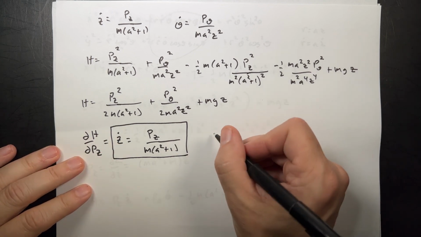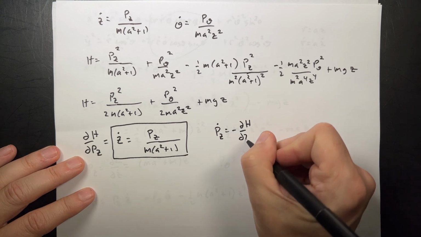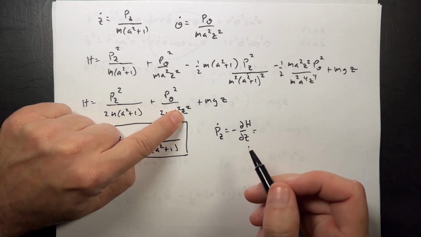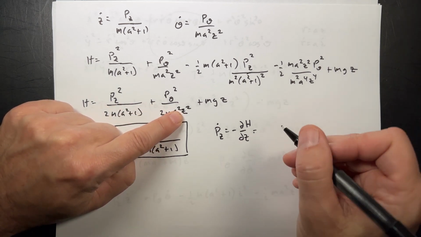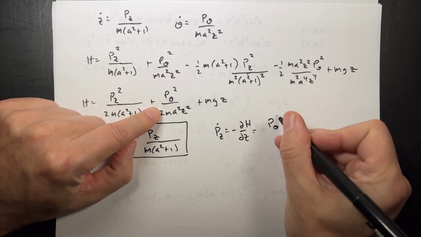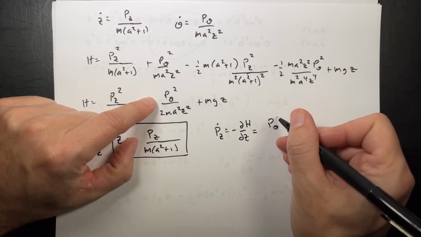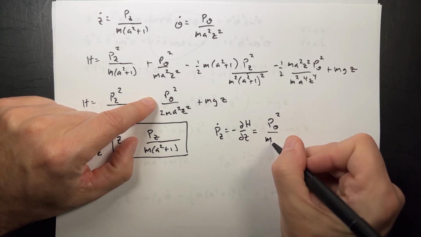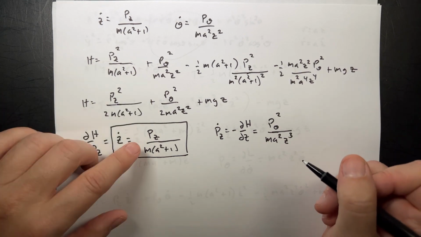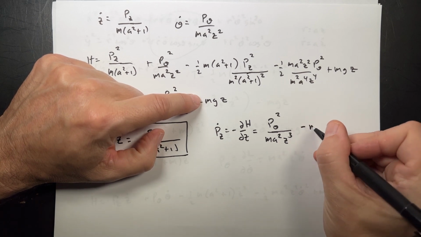Now let's go ahead and find pz dot. Pz dot is negative the partial of H with respect to z. So if I go down here, I'm looking for the z's. There's no z in this term. Here is a z. So here I have a z to the negative 2. If I bring that down, then that cancels with that, and I get negative and negative, so I get p theta squared over m a squared z cubed. And then I have that term too, but there's a negative, so I get negative mg.